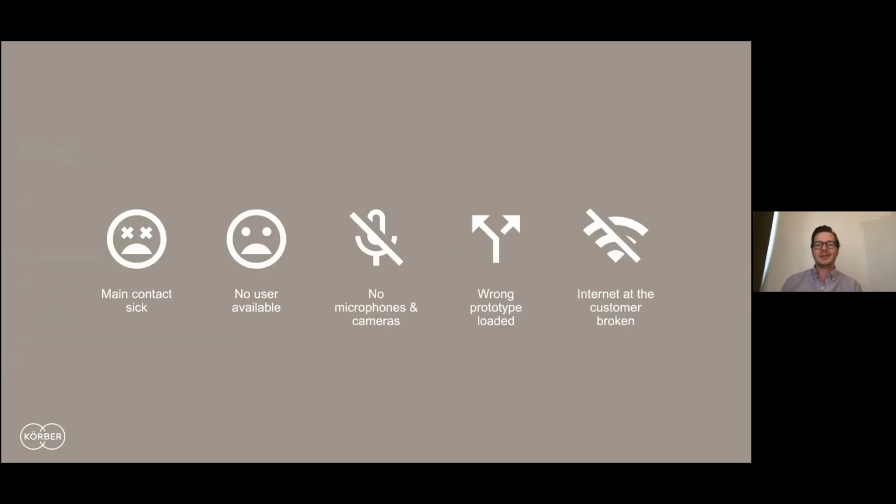And here are the things we ran into, just as an example, for you to see what can happen and what happened to us. The first one is our main contact got sick. Then we didn't have any users available. There weren't any microphones or cameras at the user's location, so that's why we sent all of the stuff over. We also had users that didn't want to be recorded, which happens. We had the wrong prototype loaded, so we just went ahead with that prototype instead. And then we also had the internet at the customer side broken, and that was a big issue that we had to help them resolve eventually.